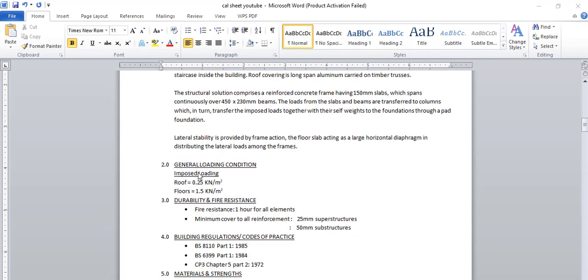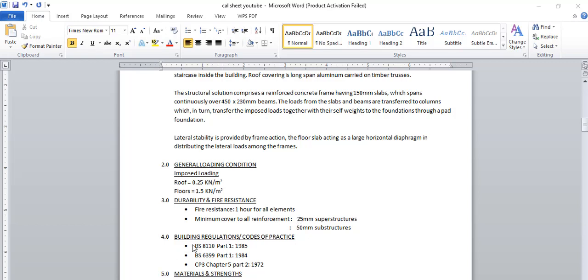So the next one is the general loading condition. The imposed load, the roof load, this is it. For residential, we're having 1.5 as the imposed load, but for other areas like commercial and the rest it is 2.5 and above. The duration and fire resistance: fire resistance 1 hour for all elements. Minimum cover to all reinforcement is 25 for substructure and superstructure and 50 for substructure.